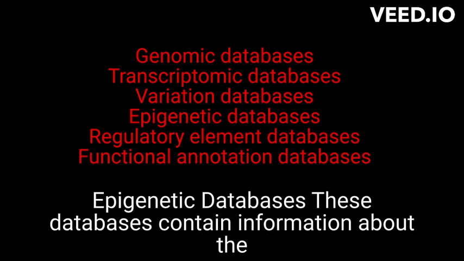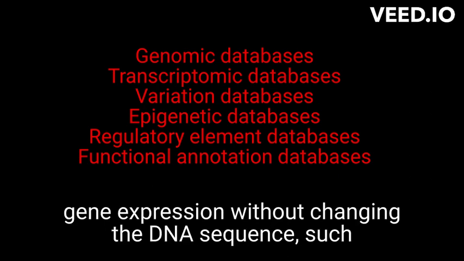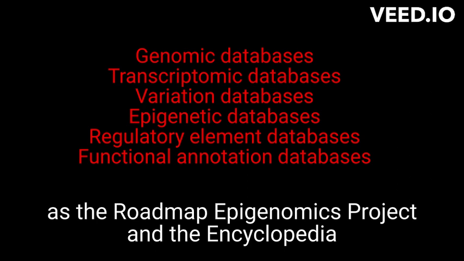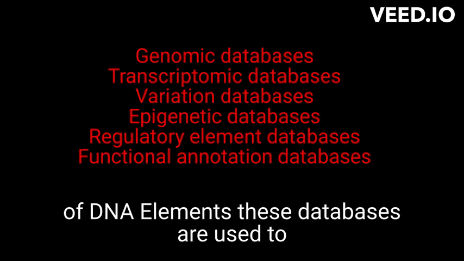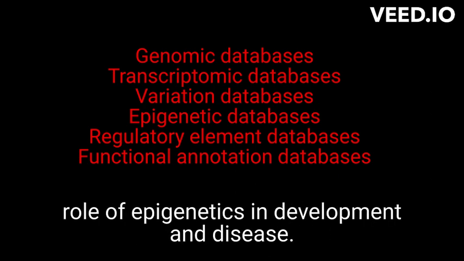Epigenetic databases. These databases contain information about the modifications of DNA and chromatin that can affect gene expression without changing the DNA sequence, such as the Roadmap Epigenomics Project and the Encyclopedia of DNA Elements (ENCODE). These databases are used to study the regulation of gene expression and the role of epigenetics in development and disease.